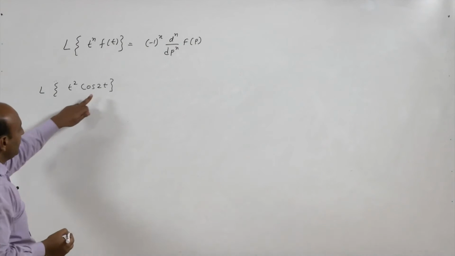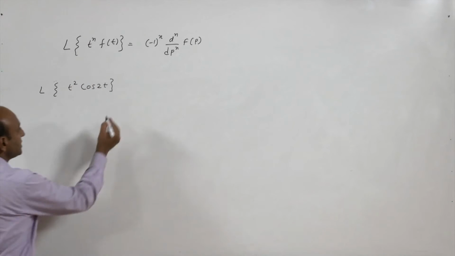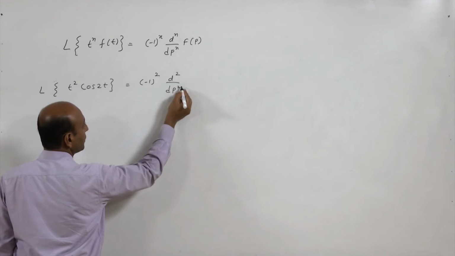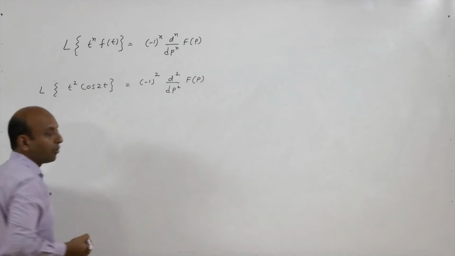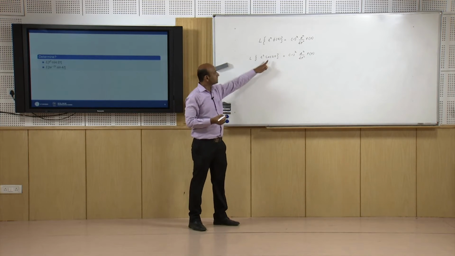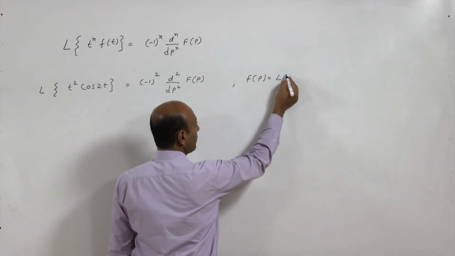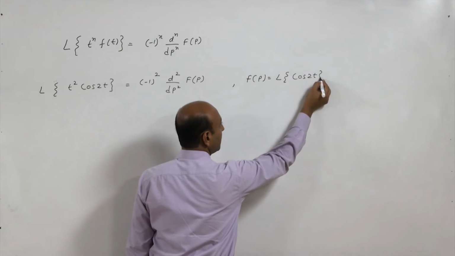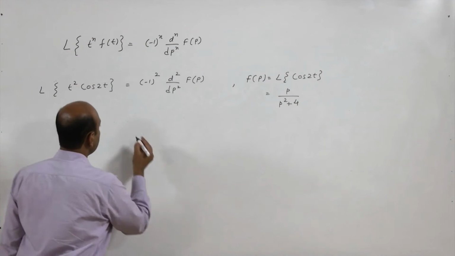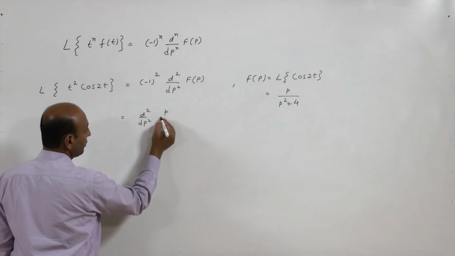So, what is f t here? It is cos 2 t. What is n? n is 2. So, this will be nothing but minus 1 to the power 2 times the second derivative of F p. And what is F p? F p is the Laplace transform of f t. f t here is cos 2 t. So, F p will be the Laplace transform of cos 2 t, which is nothing but p upon p square plus 4. So, it is d2 by dp2, I mean the second derivative of p upon p square plus 4.